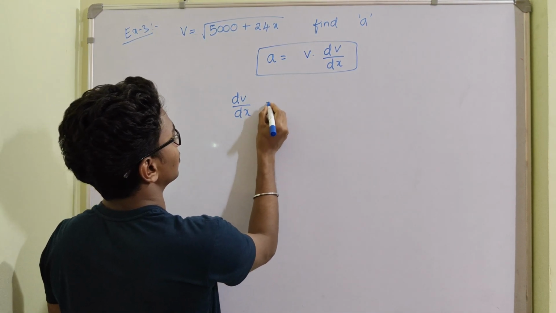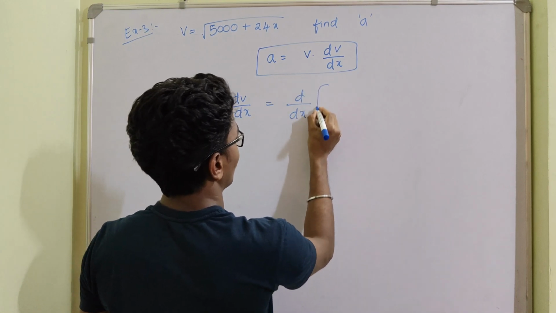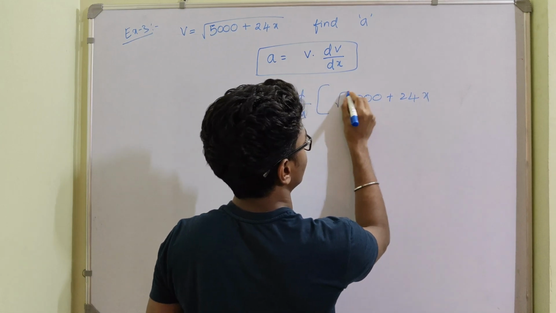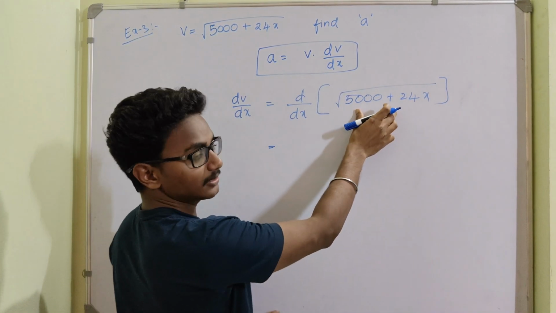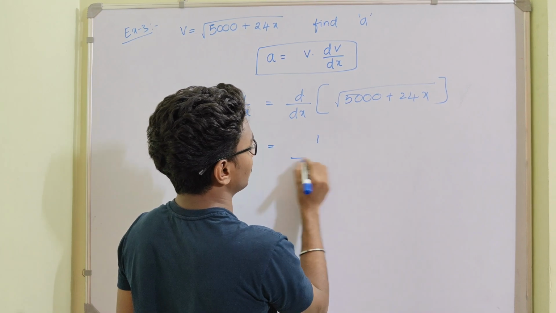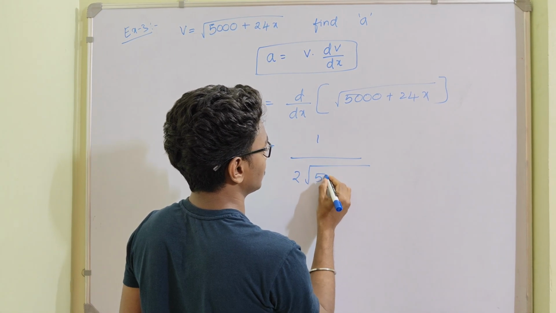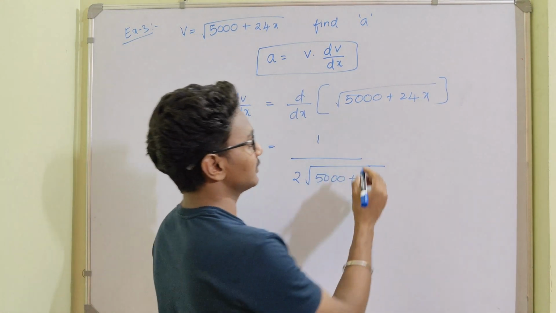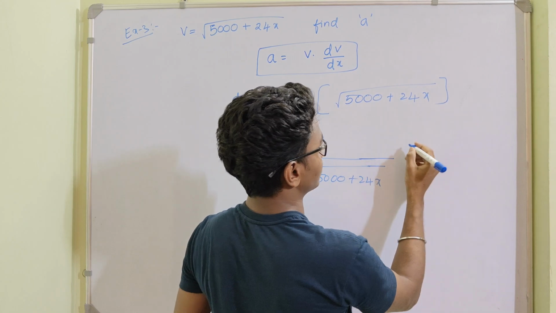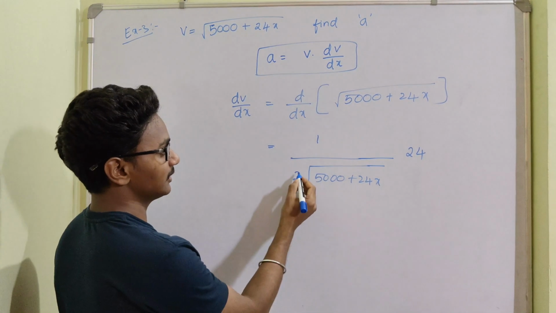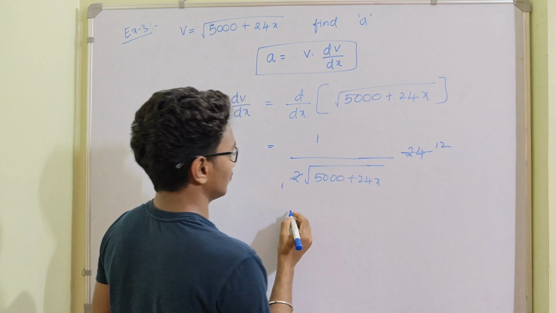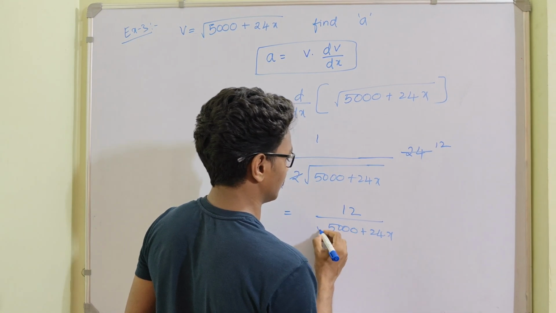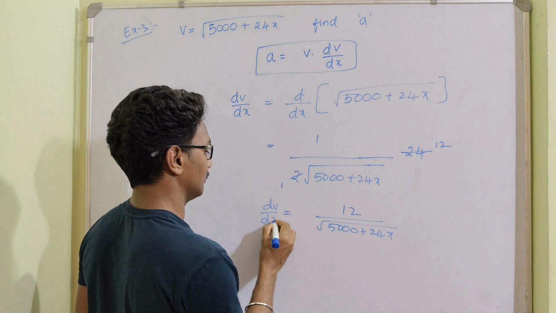dv by dx equals d by dx of root of 5000 plus 24x. If you differentiate this, root of something, it will become 1 by 2 root of the same quantity times the derivative of 5000 plus 24x. The derivative of 5000 is 0 and 24x becomes 24. Cancel this, 2 ones are 2, 2 12s are 24. You get 12 by root of 5000 plus 24x. This is dv by dx.